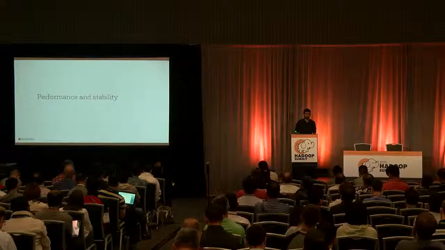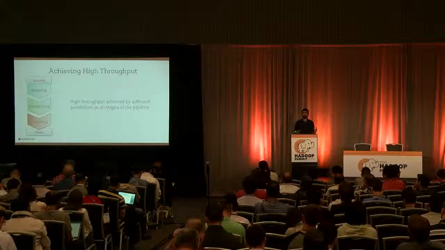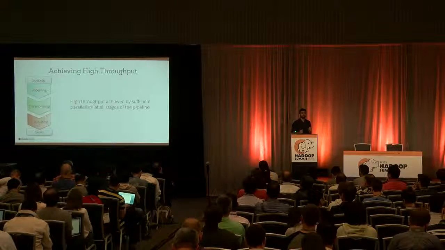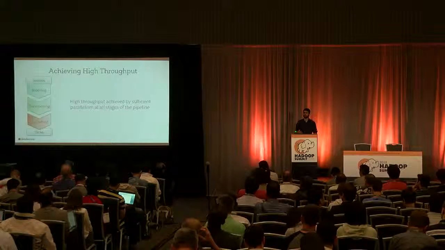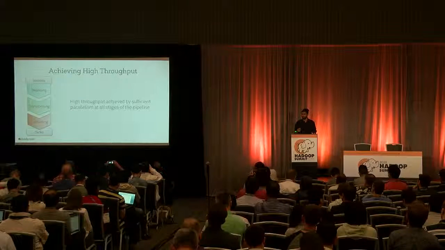Let's jump into performance and stability. To ensure there is a high throughput pipeline, you need to ensure that there is sufficient parallelism in all the three stages that I talked about. So let's walk through each of the stages to see how you can ensure that.